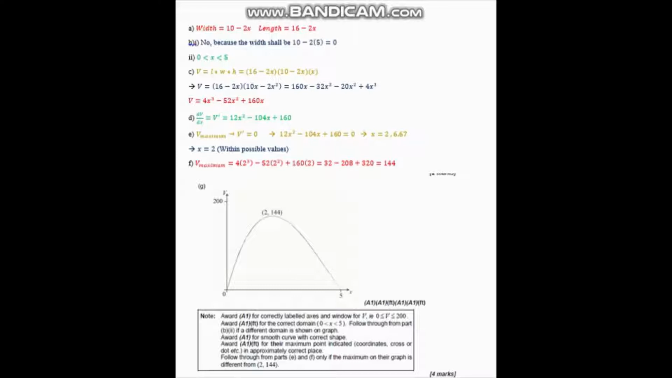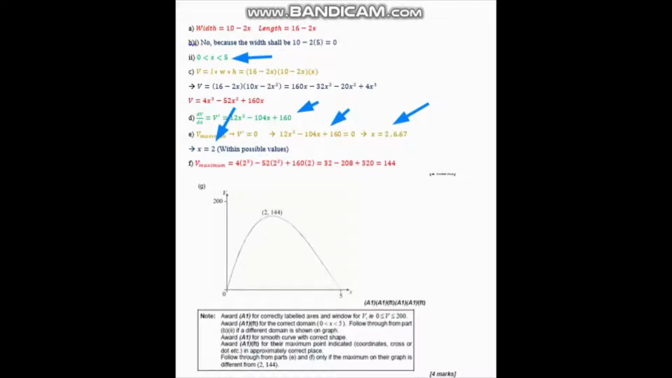So this is what I've done here. In order to get x, I've realized that V maximum means that V dash equals 0, and I've solved this green expression equal to 0, and I've obtained the value of x. It's either 2 or 6.67. Obviously, I choose x equals 2 because we've already shown that x cannot be greater than 5. There is my domain of x, the possible values of x. So I have to choose the 2.